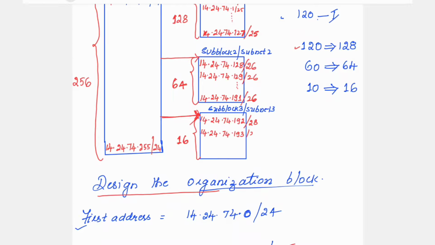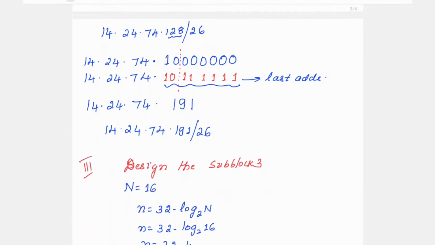14.24.74.193/28 will be the second address, 194 the third. Like this it will continue. Now you have to find out the last address. So for the last address, what is the procedure? Note down the first address in the subblock, convert that into binary, keep 28 bits as it is, and the remaining bits you have to keep all ones. So the same thing we'll do now here.